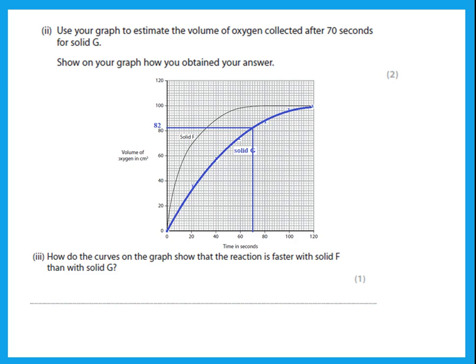How do the curves on the graph show that the reaction is faster with solid F? Remember that if you have two graphs like this, solid F and solid G, which one is faster? It is F. Why is F faster? Because it has a steeper curve or it levels off earlier, that means it takes less time for the reaction to finish.